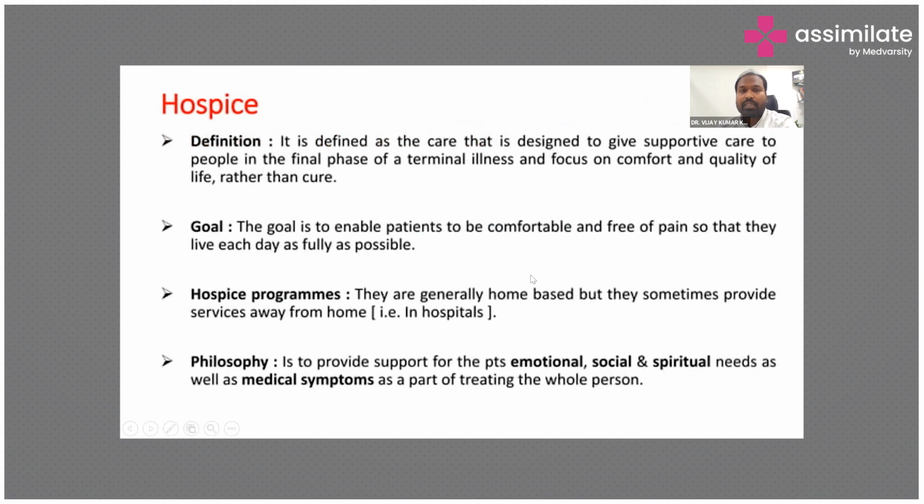So what is hospice? Hospice is defined as care that is designed to give supportive care. So hospice is different from palliative care. Hospice is a form of supportive care for people in the final phase of terminal illness, and it focuses on comfort and quality of life rather than cure. But in palliative care, we do try to get some disease control, but that is not the main aim. Quality of life is the main thing there. But at the same time, we do offer some therapeutic options.